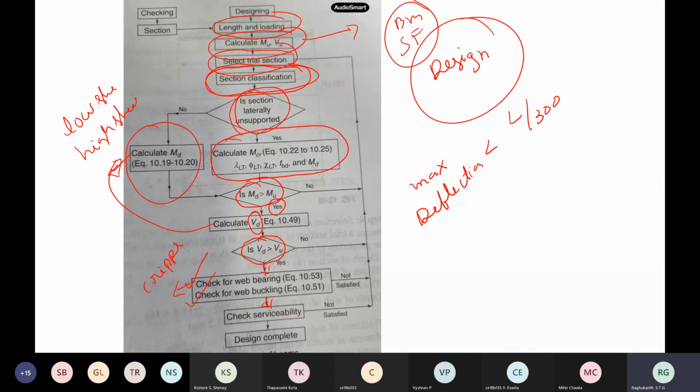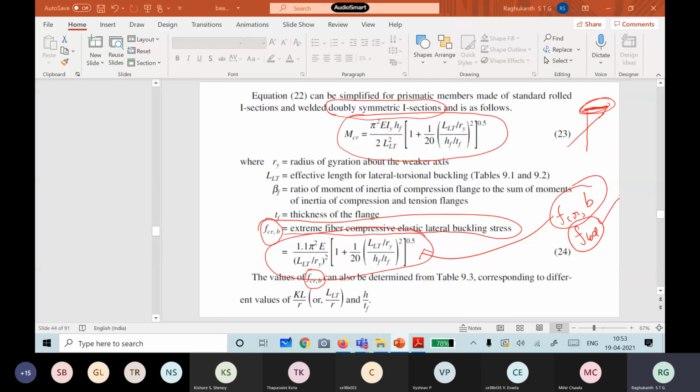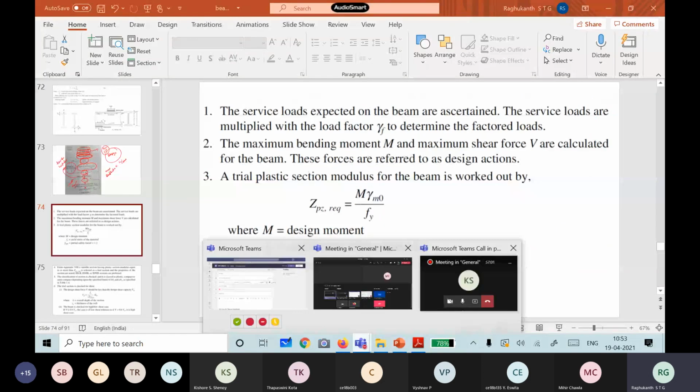If even one step fails, then you have to go back and change your trial section. So this is the overall flow chart of designing the beams. I will stop here. Next class I will tell you the detailed steps, and then we will solve one or two problems in tomorrow's class. If you have any questions, you can ask.